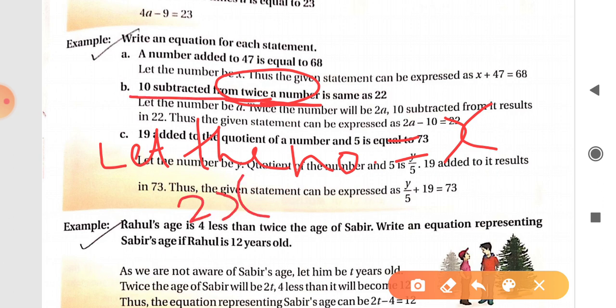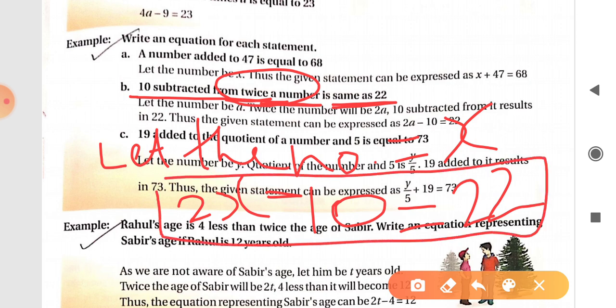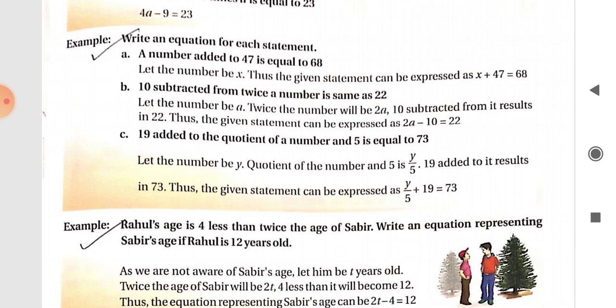Next is 10 subtracted from twice a number. We have to subtract 10 from twice a number. So there is minus 10. We will subtract 10 from 2x, is same as 22. Same as means is equal to, it is equal to 22. So the equation becomes 2x minus 10 is equal to 22. We can use any variable other than x. You can also use x, y, z, a, b, c, anything. Any variable can be used. Here a is used. You can also use x.